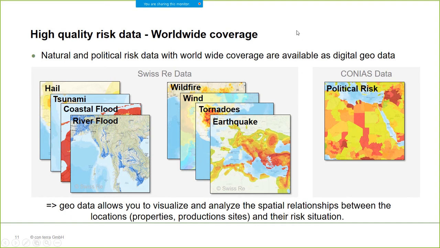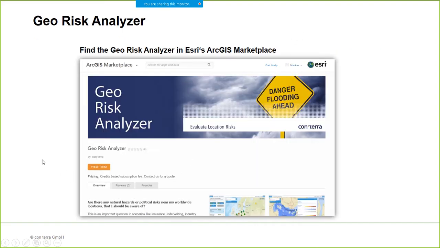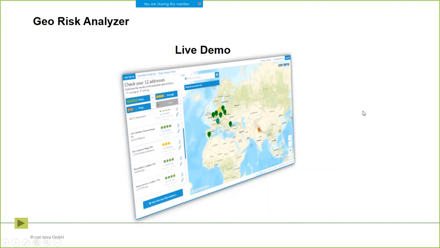So we put this data together and then created the Geo Risk Analyzer. The Geo Risk Analyzer can be found in the Esri marketplace. So it uses functionalities out of the Esri platform, but we will come back later to how many advantages we get out of this. But first of all, we now want to go to the live demonstration and start to show how the Geo Risk Analyzer works. For that, I've thought about a scenario.